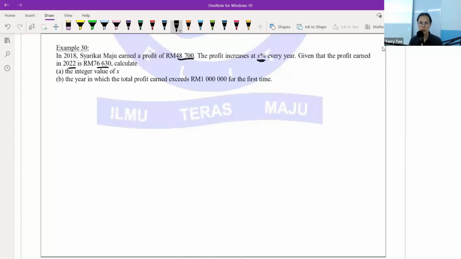So this is geometric for sure. 2018 is your T1, or your A, which is 48700. What is 2022? T1 plus 4 is T5, not T4. So T5 is 76630. The profit increased by X% every year.